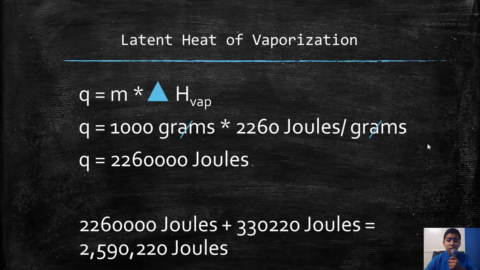Now let's add up the heat required for the latent heat of vaporization with the heat required to change our water from liquid to a gas. So let's add 2,260,000 joules plus 330,220 joules to get a total of 2,590,220 joules, which is the heat required for changing our water from a liquid to a gas, which also includes the phase change of the latent heat of vaporization.